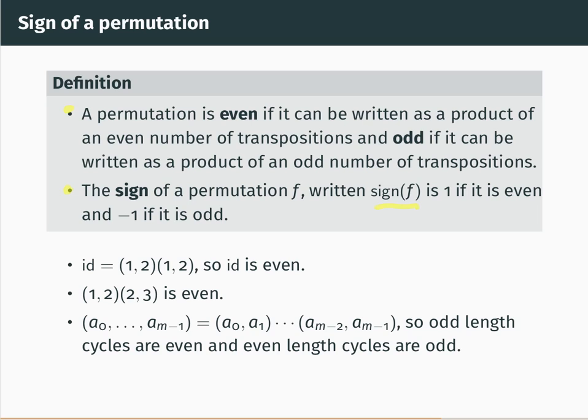So here are some examples, starting off with the identity permutation. You can write the identity permutation as (1 2) times (1 2). That's a product of an even number of transpositions, so the identity is even.